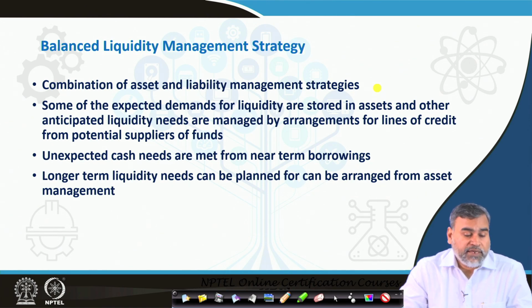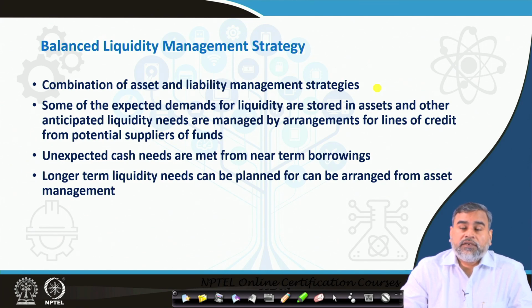Here, in the combination case, what they are trying to do is that some of the expected demands for liquidity are stored in assets, and other anticipated liquidity needs are managed by arrangements for lines of credit from potential suppliers of funds. The part managed by the expected demands of liquidity can be managed by selling assets which are near maturity or maybe in the early stage of maturity.